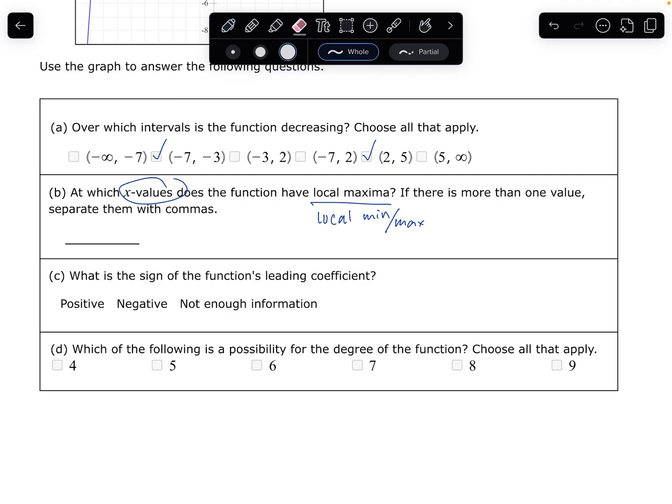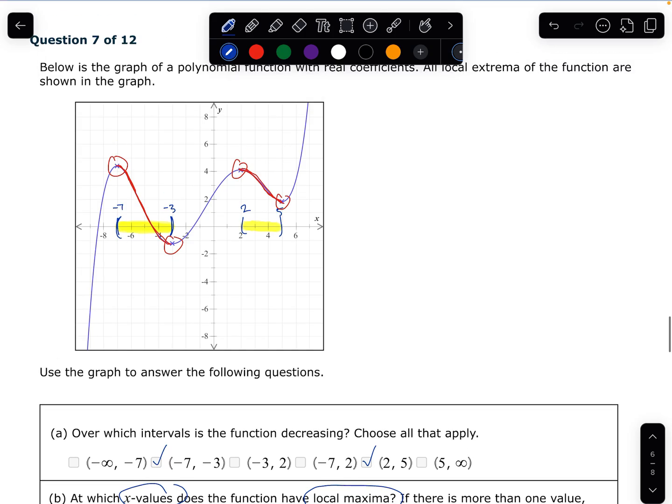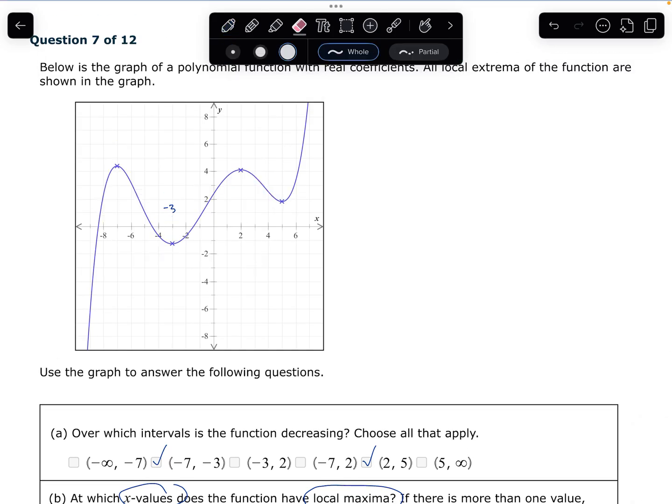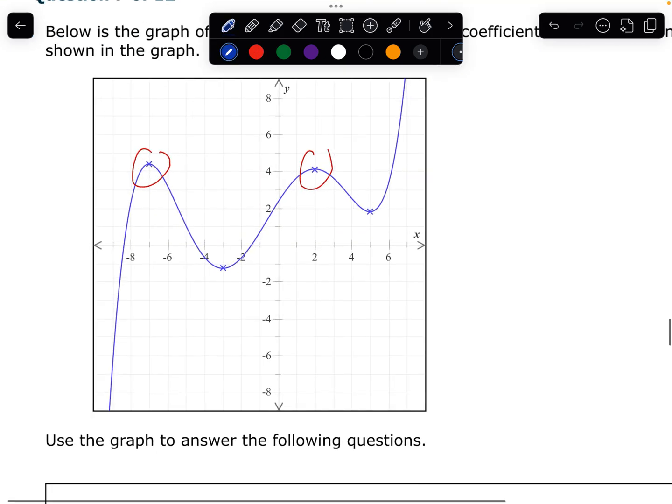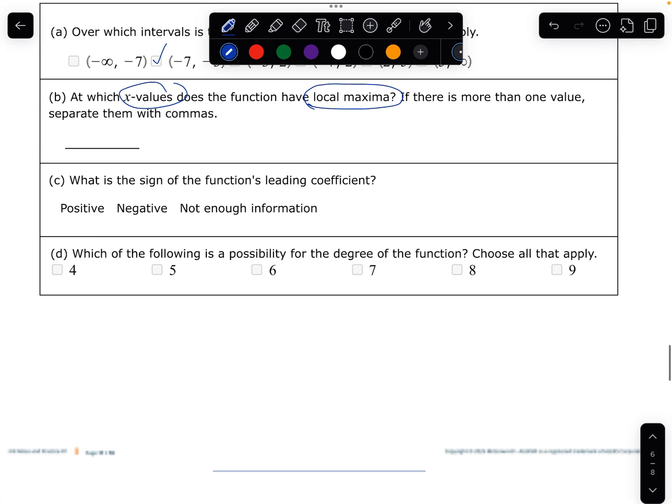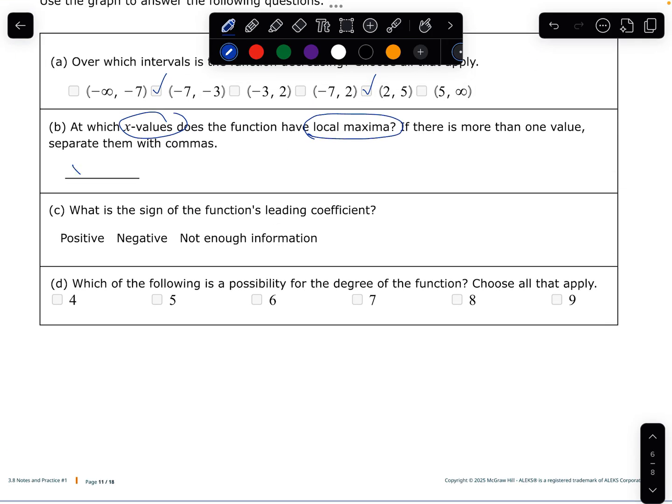Whoops, I totally read that wrong. Not local extrema. This is just local maximum. Sorry. So the local maximums, if I correct myself here, let me erase all that right there. So the local maximums are here and here. So what are those x values? So that's at x equals -7 and at x equals 2. So you would say here, so x equals, I'm not sure what it looks like on your end, but x equals -7 and x equals 2.